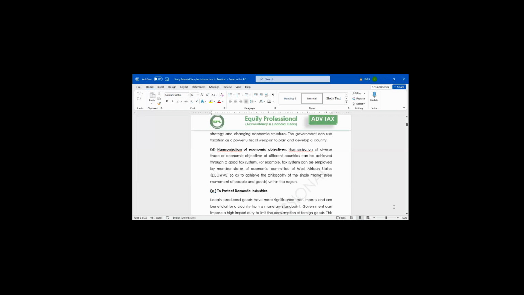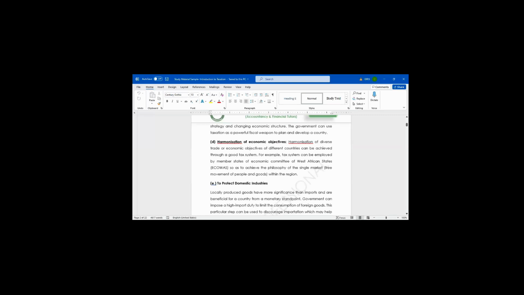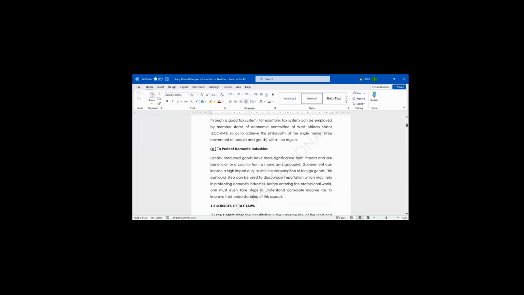That is another objective of taxation. Another objective of taxation is to protect domestic industry. Another name for domestic industry is local industry or infant industry. Government can collect tax by using the tax to protect domestic industry. Domestic industries are those industries that are located within the country.